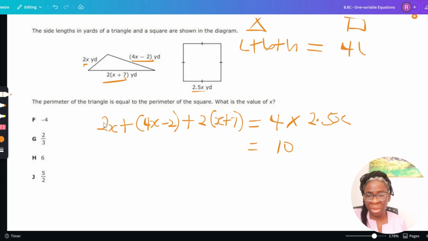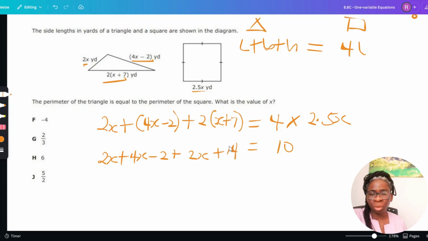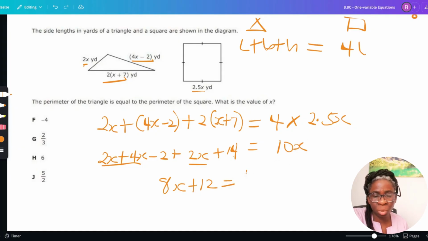So let's now simplify this other side. 2x plus 4x minus 2, then plus, we open this bracket, 2 times x will be 2x, 2 times 7 will be 14. So we add the x's and we add the numbers. 2x plus 4x will be 6x, 6x plus 2x will be 8x. Then 14 minus 2 will be plus 12, equals, sorry, I omitted x here, equals 10x.